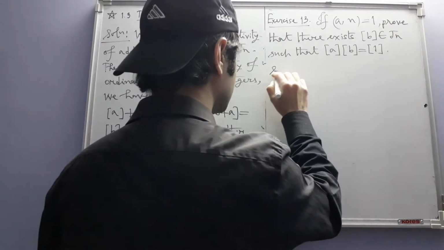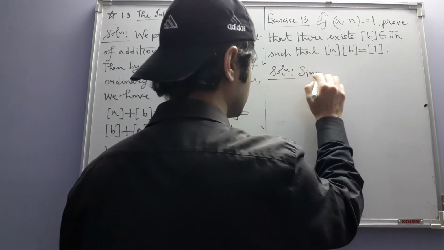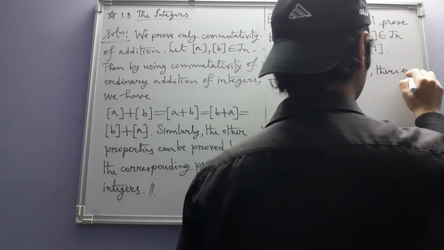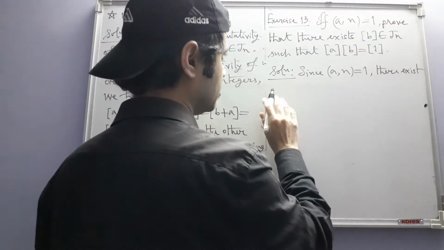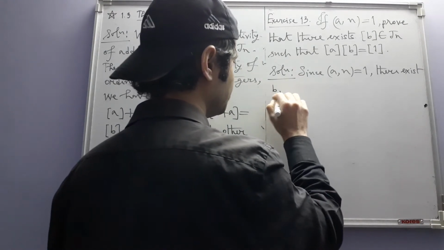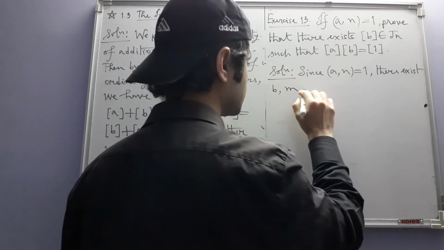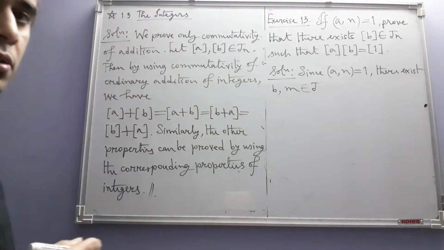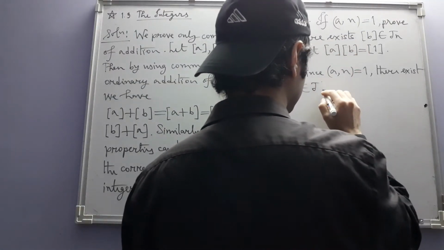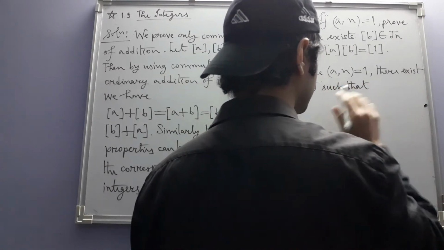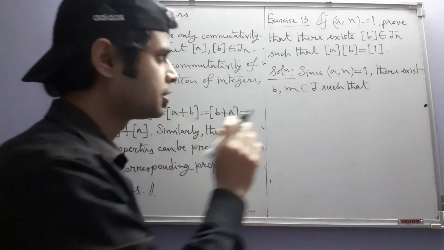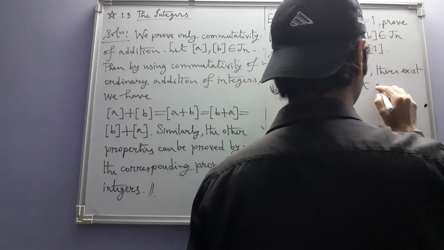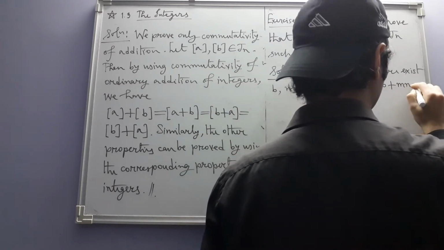The solution is not difficult. Since a and n are relatively prime, there exist integers b and m, or if you want to be specific, you can write b and m belonging to J. For Herstein, J is the set of integers. Such that since 1 is the GCD, it can be written as an integer linear combination of a and n. 1 is equal to, or let me write it the other way, ab plus mn is equal to 1.